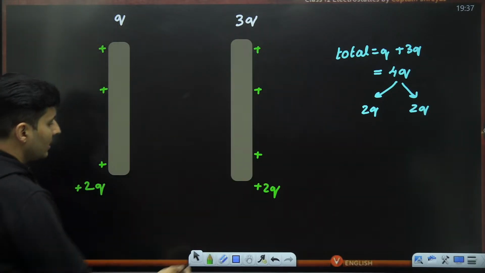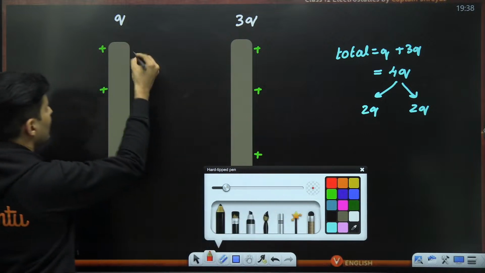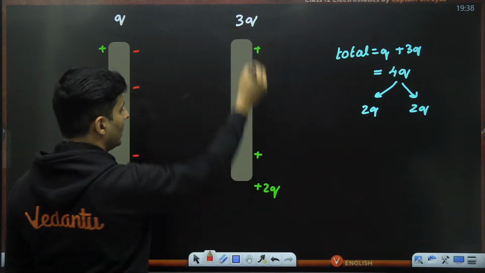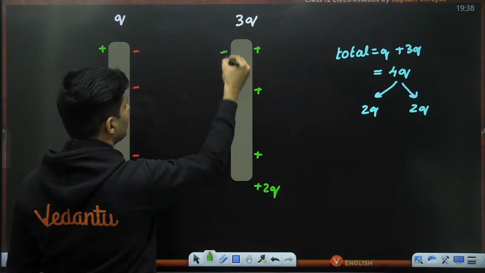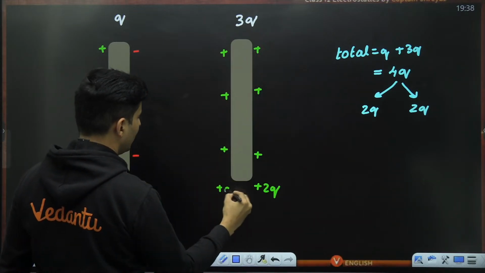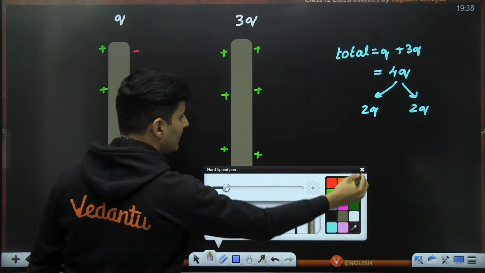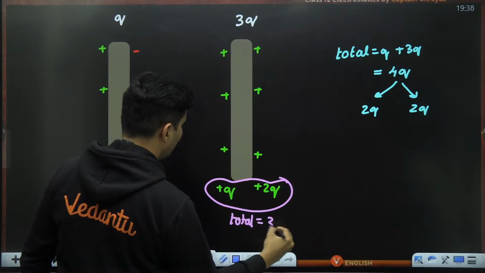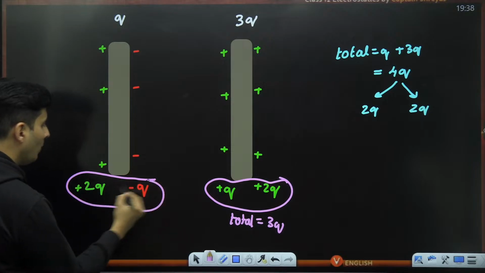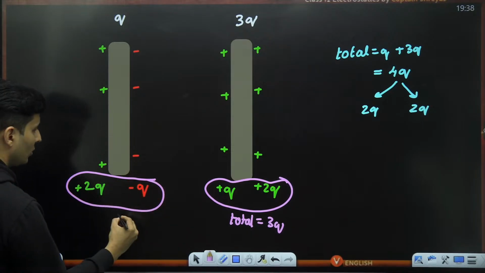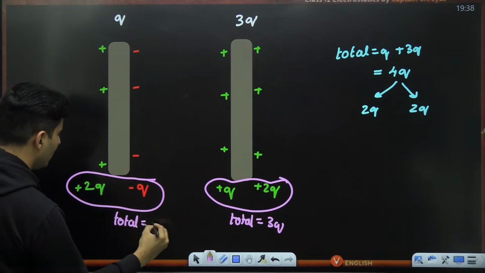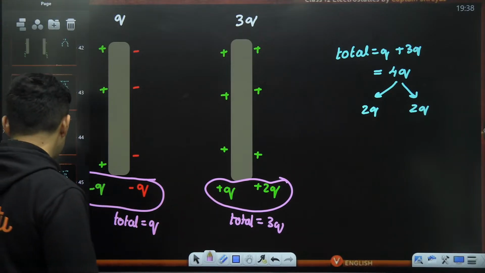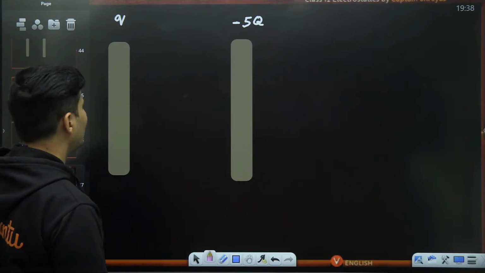The total charge here is Q, so that means there must be some kind of negative charge over here. And the total here should be 3Q, so this should be basically plus Q. As you can easily see, their total is coming out to be 3Q. And here 2 minus 1 is 1, so their total is just coming out to be Q. This is how you solve these questions. We can do it for 3 charges, 4 charges, anything.